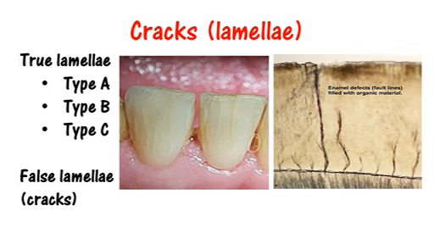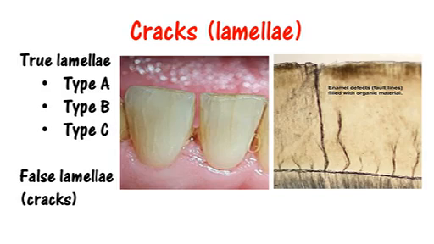The cracks are the enamel lamellae. They are the narrow fissure-like structures on the surface of the enamel, and they represent the outer edge of the lamellae, and they extend for varying distance on the surface of a tooth. The true lamellae are considered to be type A, type B and type C, whereas the false lamellae are considered to be the cracks which are going to form in the enamel.